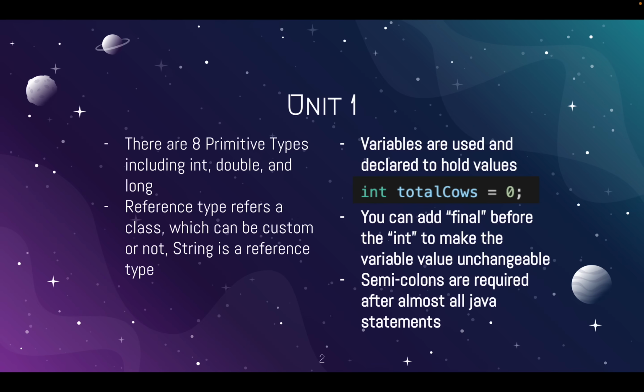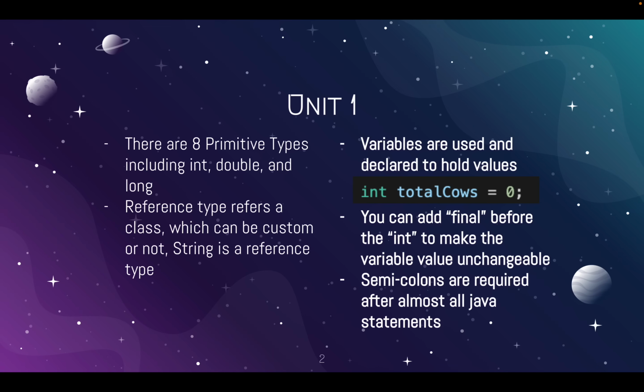And a reference type refers to a class, which can be custom or not. Like a string, for example, is a reference type. A string can also be used as an object, and you can create other classes to make objects. This will be covered more in depth in Unit 5 when we get there.